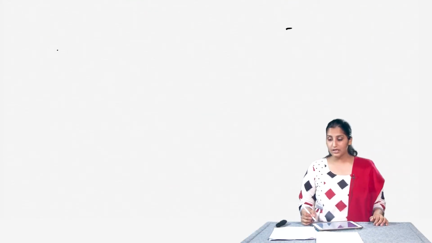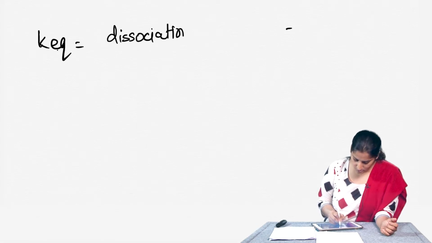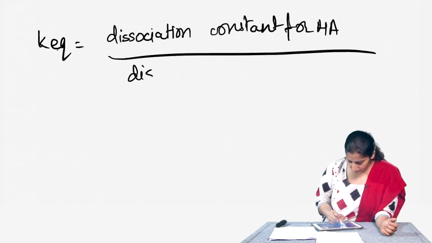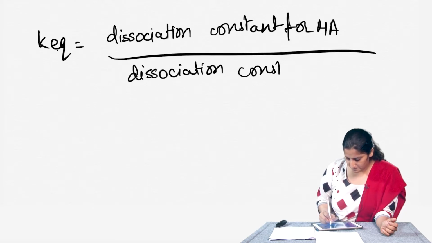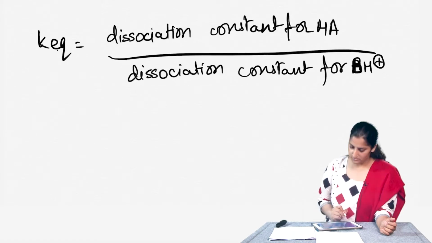So, our initial reaction, which was HA plus B giving you A minus plus BH plus, and the KEQ for that, is nothing but the dissociation constant for HA divided by the dissociation constant for BH plus, right.